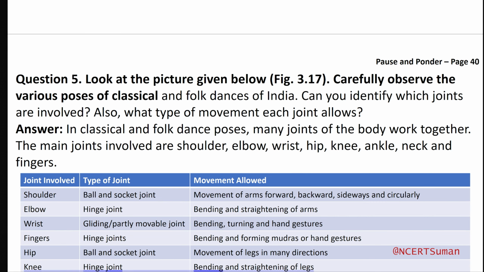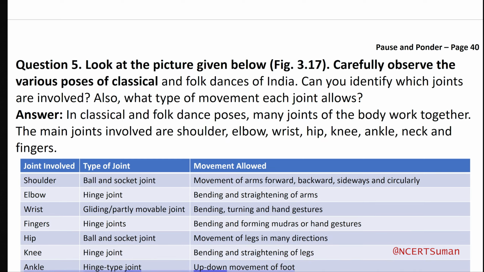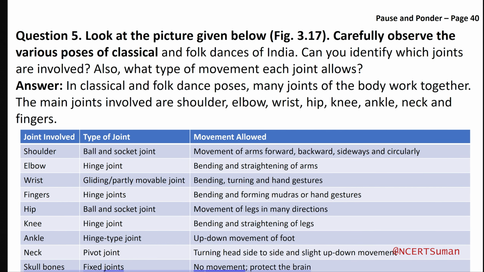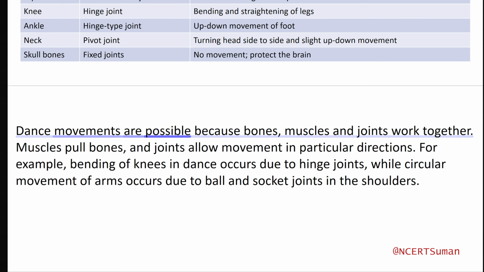Knee: hinge joint, bending and straightening of legs. Ankle: hinge type joint, up-down movement of foot. Neck: pivot joint, turning head side to side and slight up-down movement. Skull bones: fixed joints, no movement, protect the brain. Dance movements are possible because bones, muscles and joints work together. Muscles pull bones, and joints allow movement in particular directions.